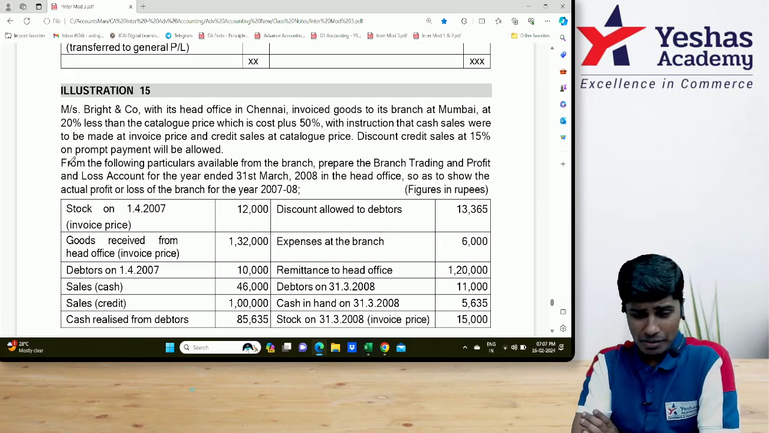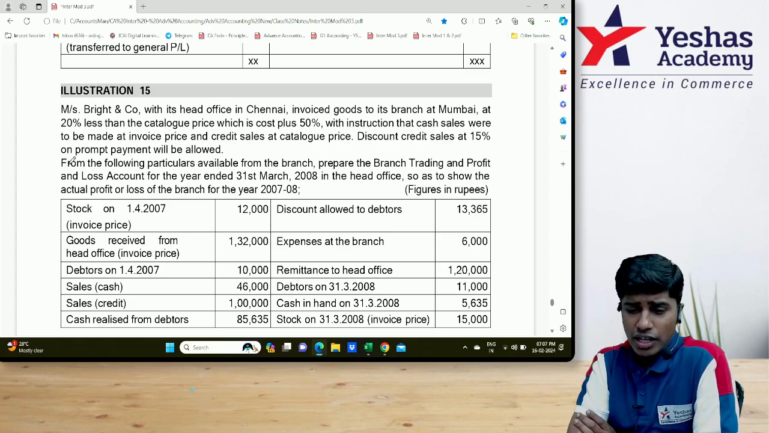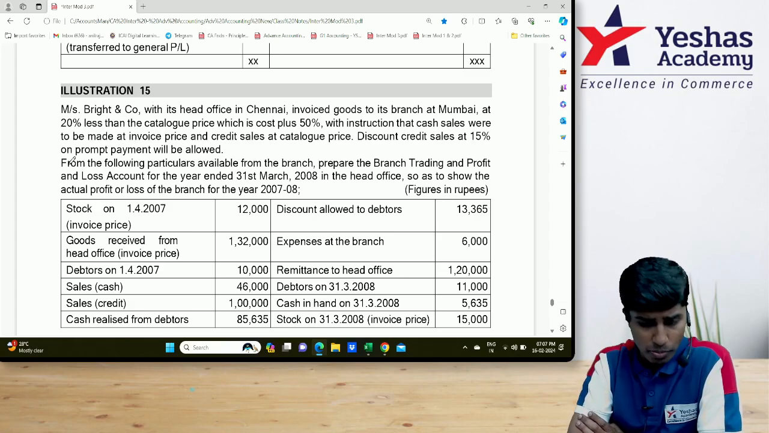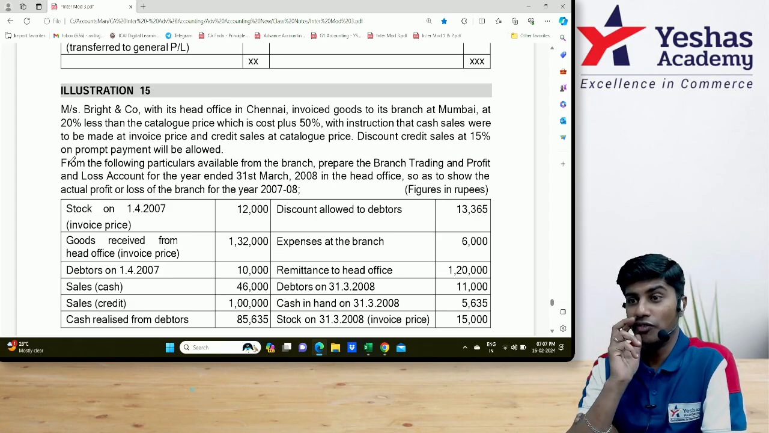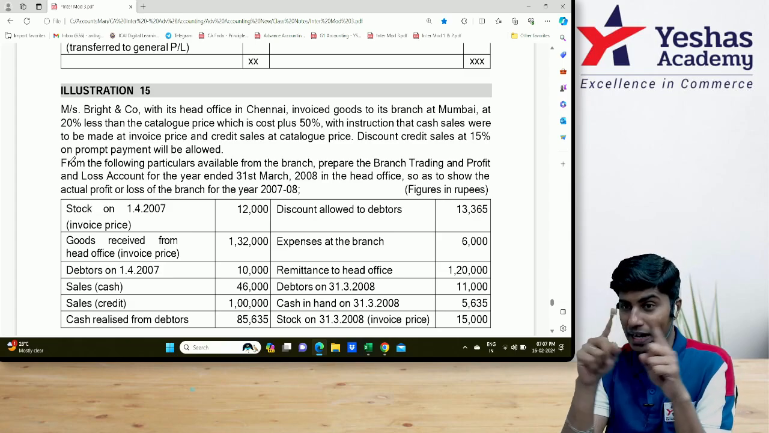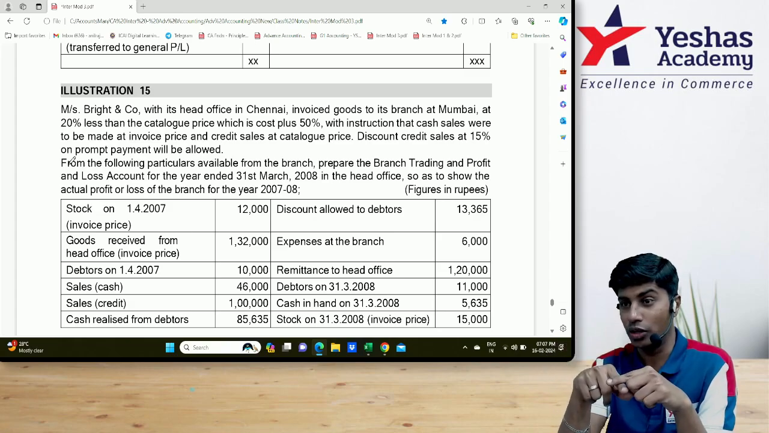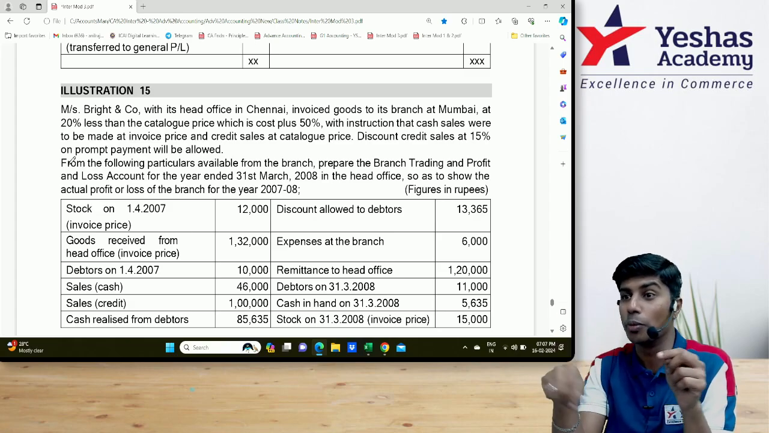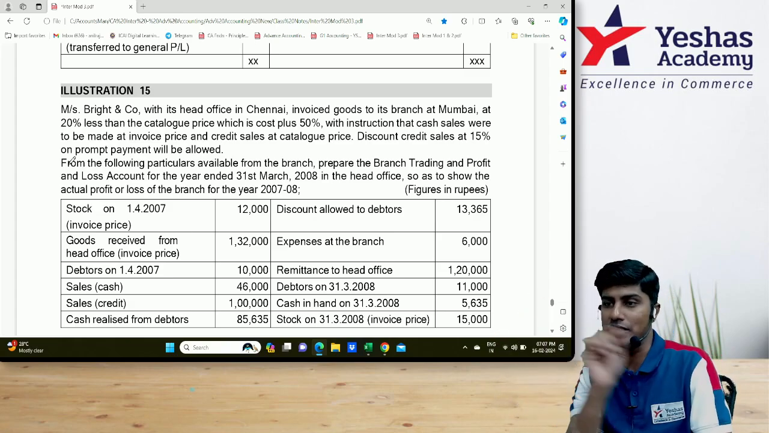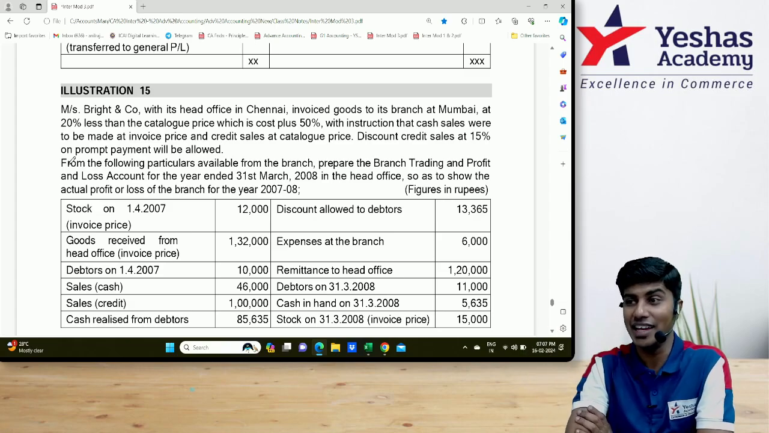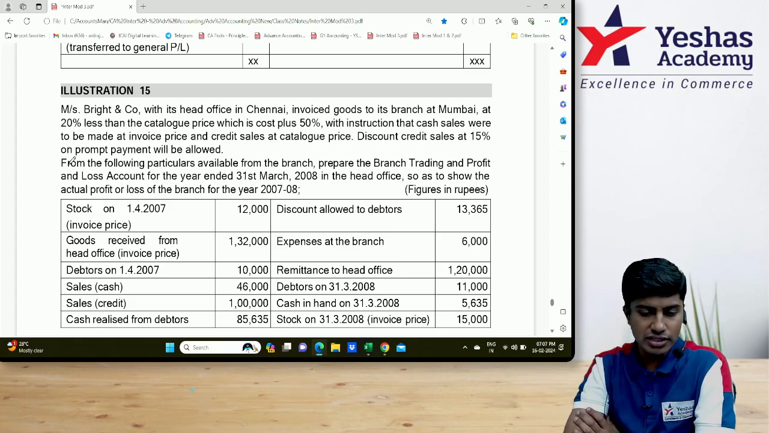Messrs. Bright and Company, with its head office in Chennai, invoiced goods to its branch at Mumbai at 20% less than catalog price, which is cost plus 50%. Listen carefully. Catalog means the price sheet, like a menu card in a restaurant, price list or brochure. This is basically given to customers, so this is selling price. Underline that word catalog price. It is like selling price.